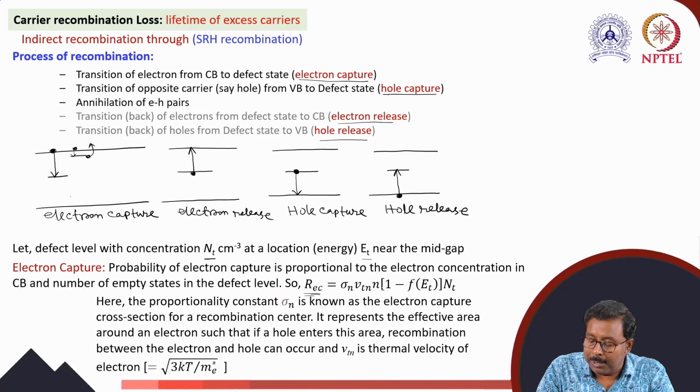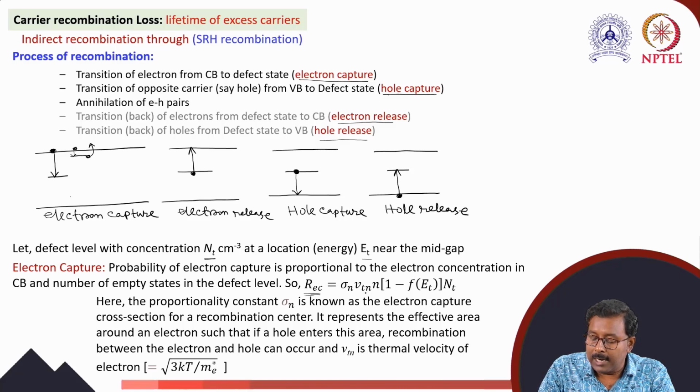Vtn sigma n. I am coming to that. Initially, this is n. n is nothing but the carrier electron concentration in the conduction band, and 1 minus f(Et). What is this 1 minus f(Et)? 1 minus f(Et) is the probability that the Et level is not occupied. So 1 minus f(Et) gives you the probability that the trap state is not occupied. So the electron capture rate is proportional to the product of n and 1 minus f(Et).